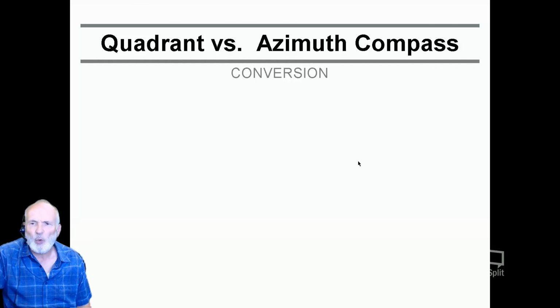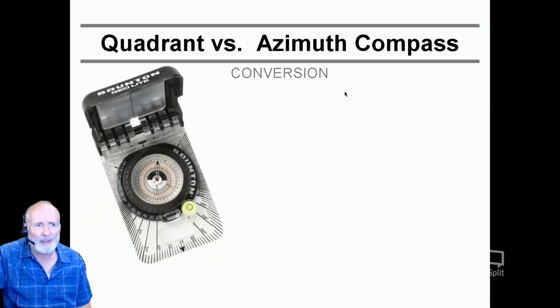Now, quadrant versus azimuth. We already said that geologists prefer the quadrant. But what if you have an azimuth compass? Unfortunately, and I don't know why, maybe they will come out with those later, the Brunton Geolite is an azimuth designation only, which is rather sucky.